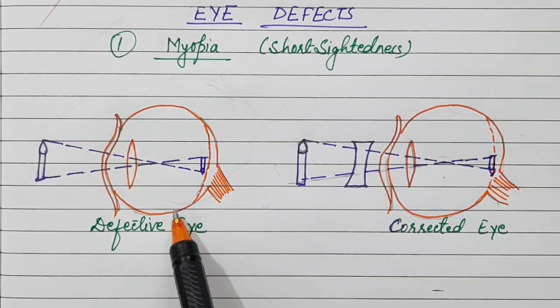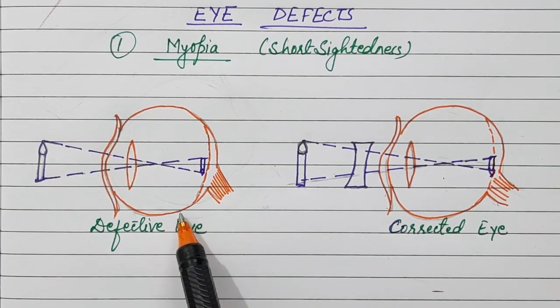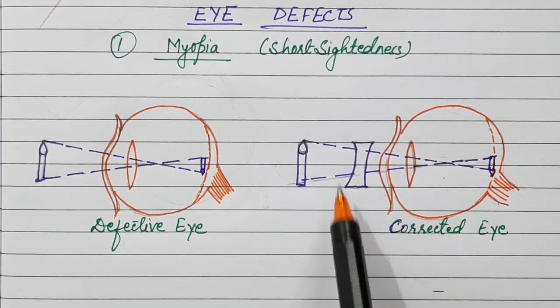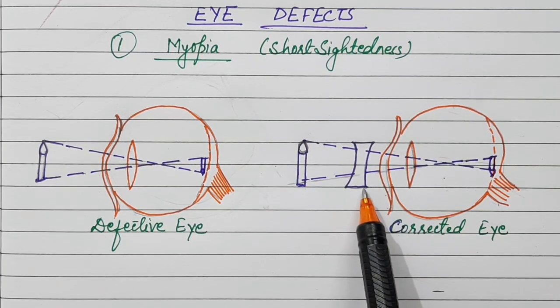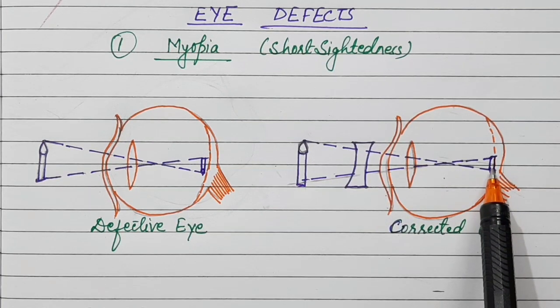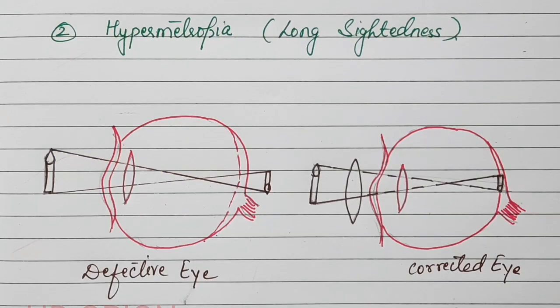This usually happens when the eyeball gets lengthened due to faulty reading habits, or lying down while reading, or reading in dim light, etc. This defective eye can be corrected by putting a concave lens in front. If the concave lens is in front, the image is then formed on the retina. So a person can wear spectacles having a concave lens.